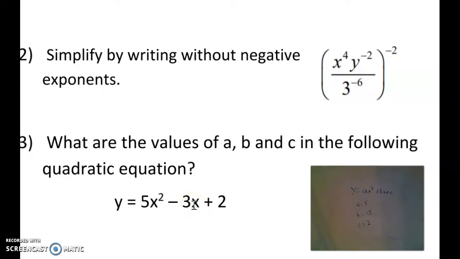And in today's lesson, at the very end, we're actually going to see why this applies, knowing the values of a, b, and c.